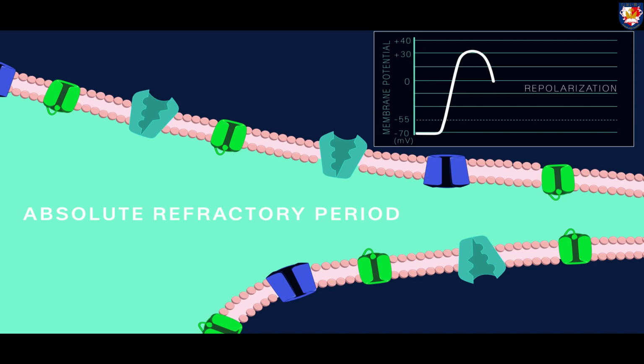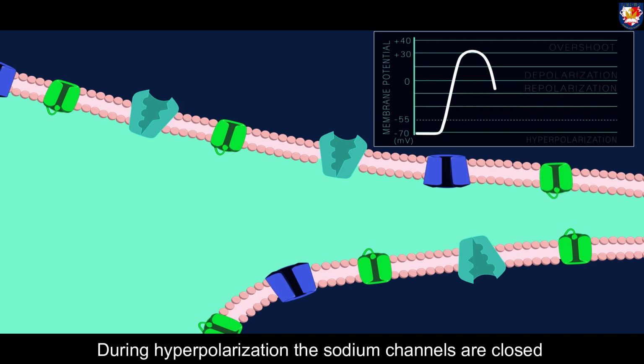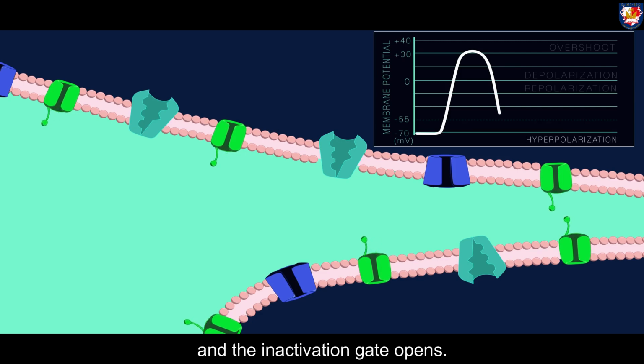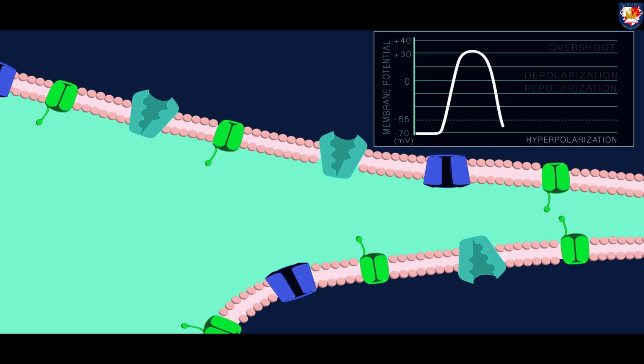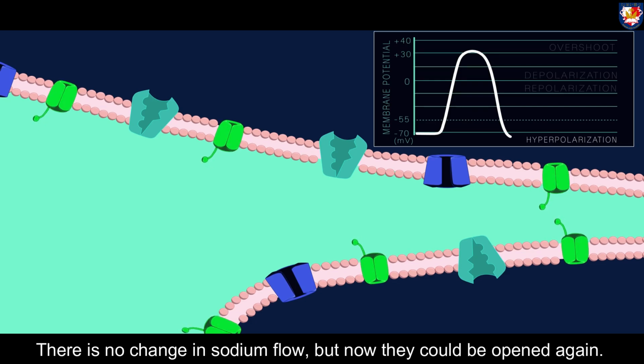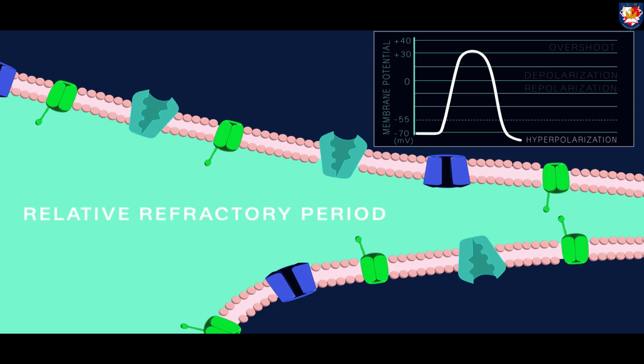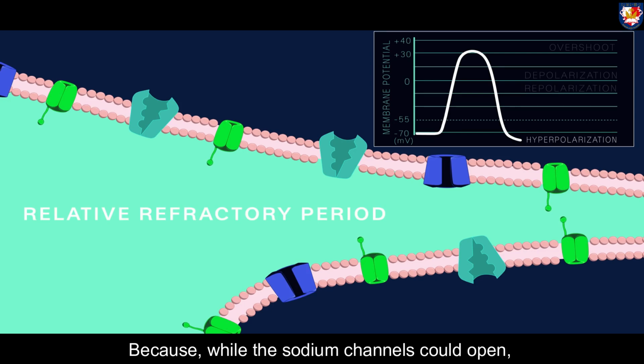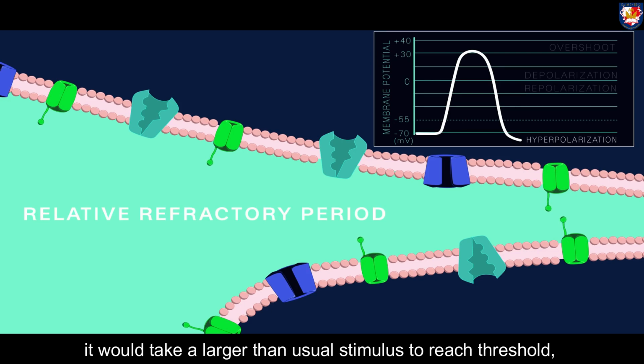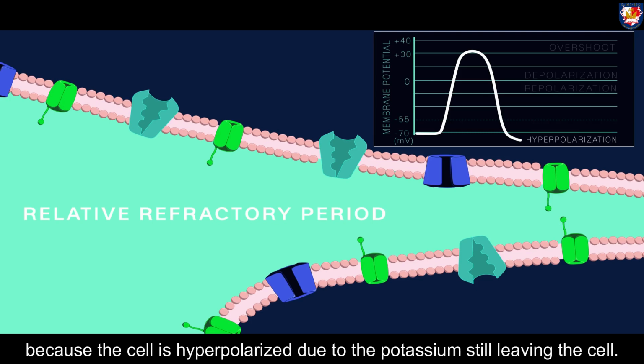During hyperpolarization, the sodium channels are closed and the inactivation gate gets opened. There is no change in sodium flow, but now they could be opened again. This is called the relative refractory period because while the sodium channels could open, it will take a larger than usual stimulus to reach threshold because the cell is hyperpolarized due to the potassium still leaving the cell.